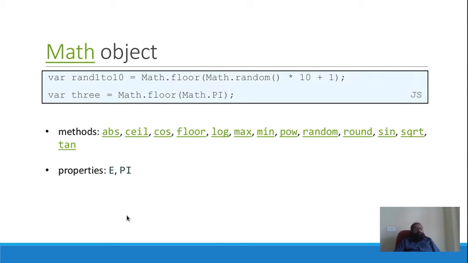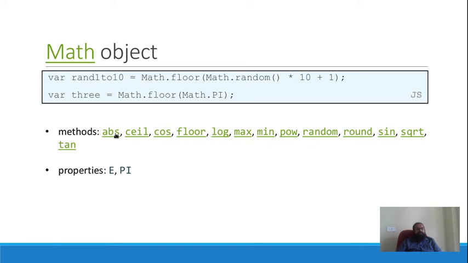Then you have math functions also in your JavaScript. You have the library Math. So you have Math.floor, Math.random, Math.PI, etc. So the methods are abs, ceil, cos, floor, log, max, min, pow, random, round, sin, sqrt, tan, and the properties are E and PI, right? E is 2.7 and so on, and PI is 3.14. So those are the constants.